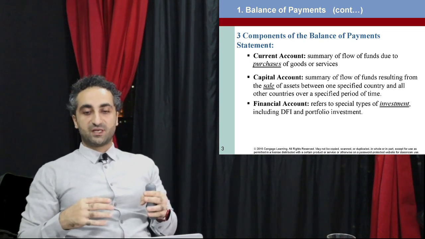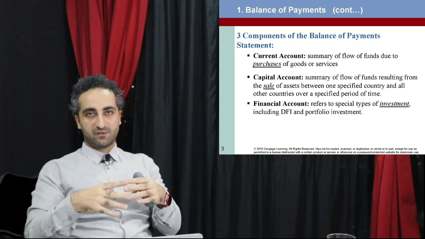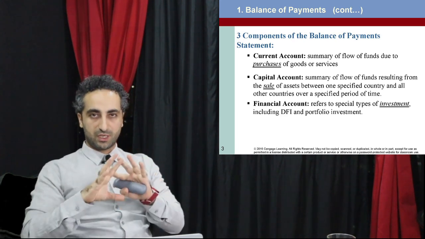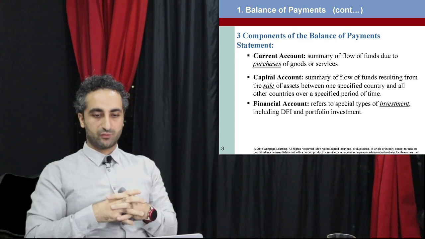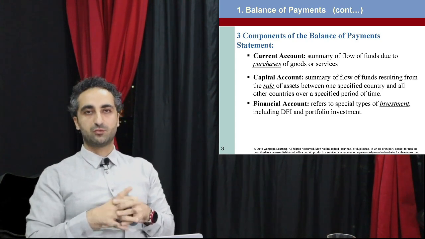Between one specified country and all countries. It's the same for everything. So it's one country against all countries, not one country, all countries of the world. Financial account, finally, what's financial?